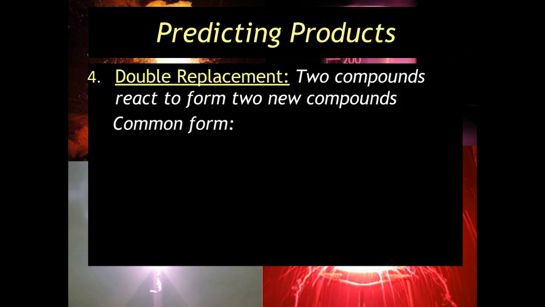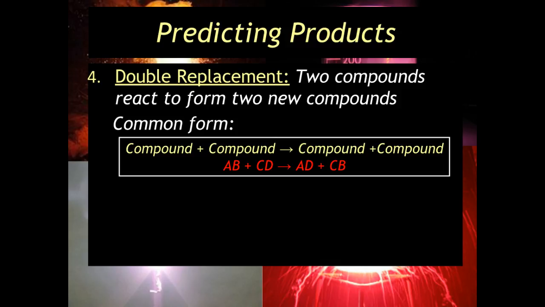We've already covered single replacement. Double replacement, double means two compounds react to form two new compounds. So we have a compound plus a compound yields a compound plus a compound, but they're new. Why are they new? Because both reactant compounds are replacing each other. Notice how the A bonded with the other compound D, and we get AD, and then we have B bonding with the other compound C, and we get CB.